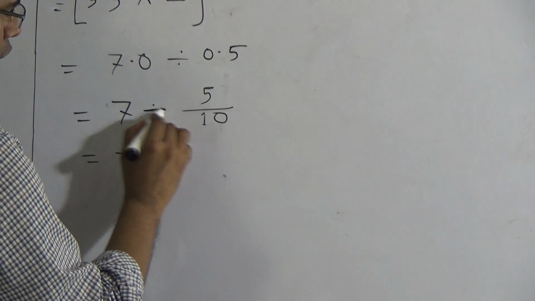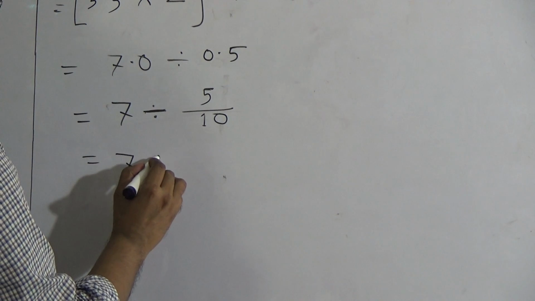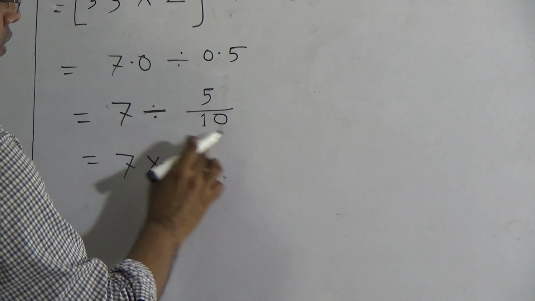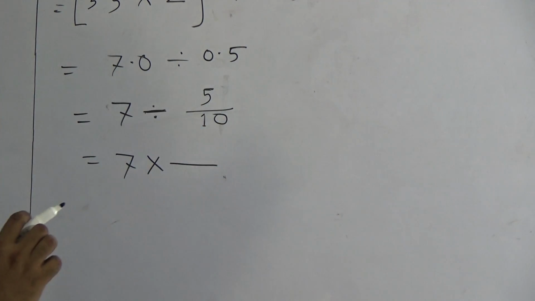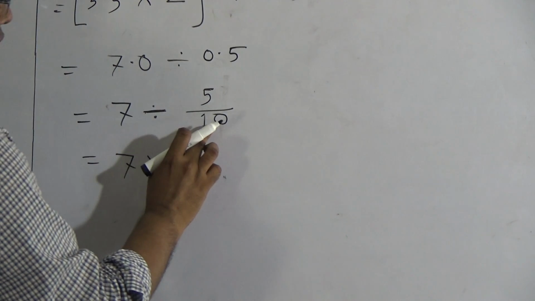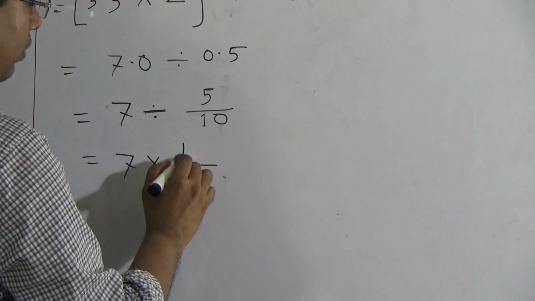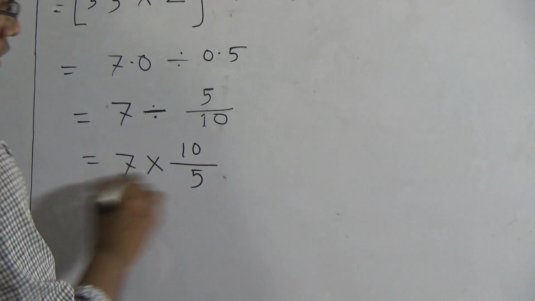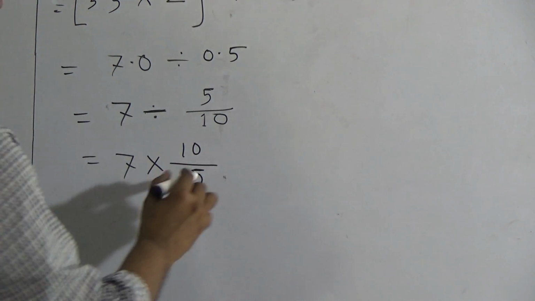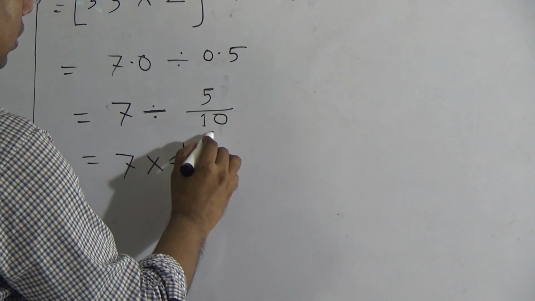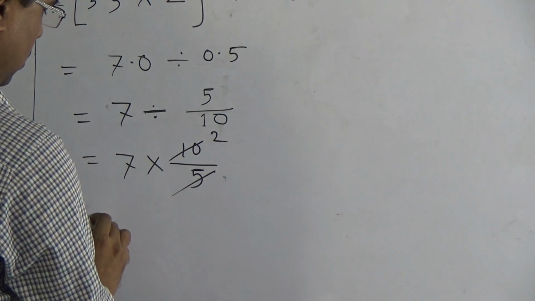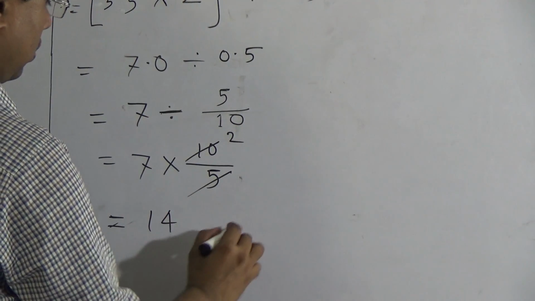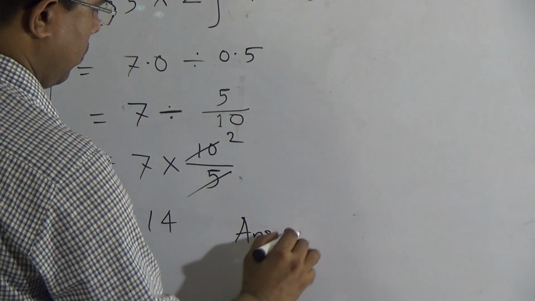Now instead of the division sign we will write a multiplication sign, and we will write the reciprocal fraction of 5 by 10. That means the denominator will be the numerator and the numerator will be the denominator. Now here 5 2's are 10. Now 7 multiplication 2, this is equal to 14. Answer will be 14.